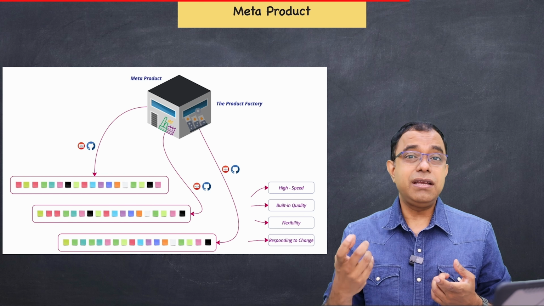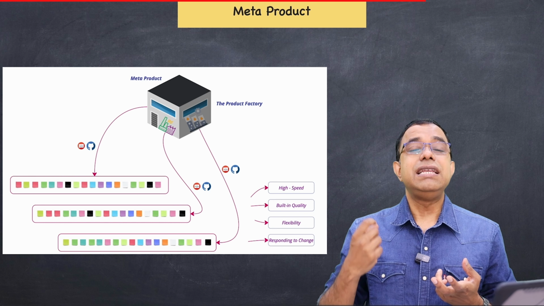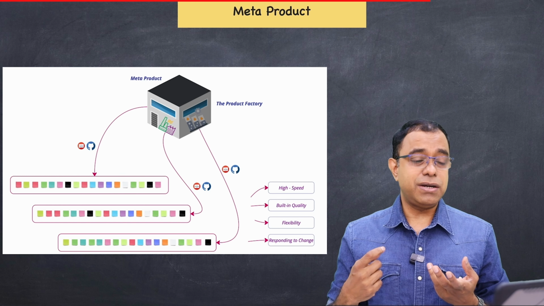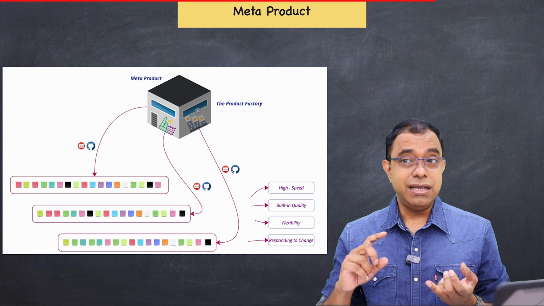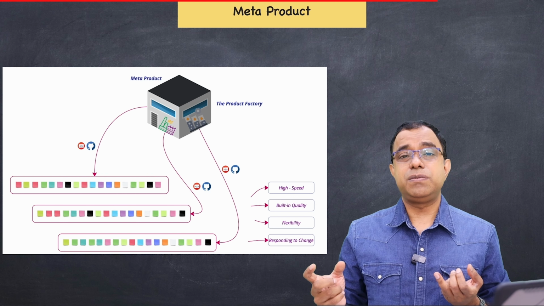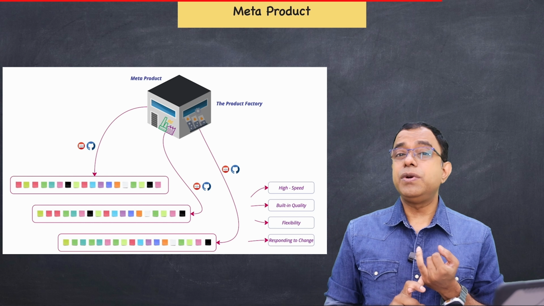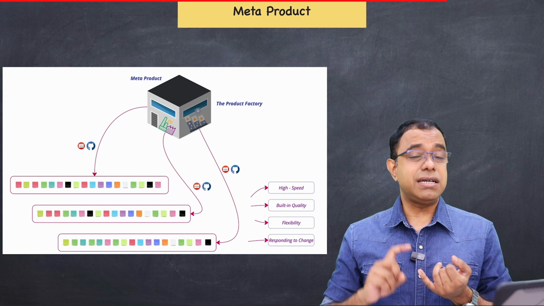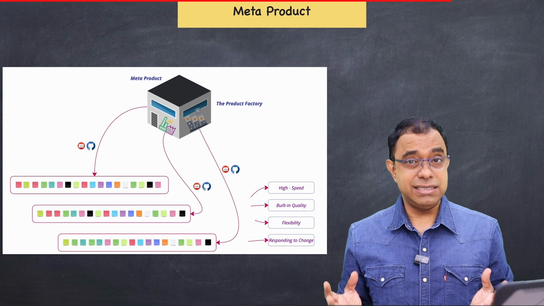You will have built-in quality, because product factories will be created in such a way where small changes lead to less and less regression or chances of regression in other parts of the code. You will be flexible, highly flexible, because you can create multiple versions of the product for multiple customers in the easiest possible way. And you can respond to any change in the market dynamics, market requirements, and customer requirements because you have a factory and that can change things.